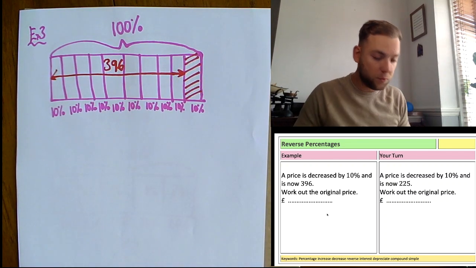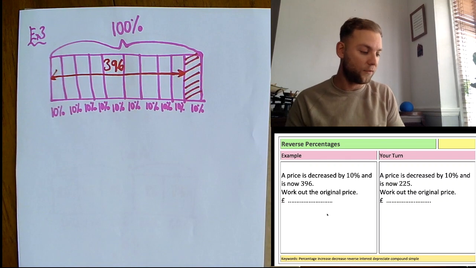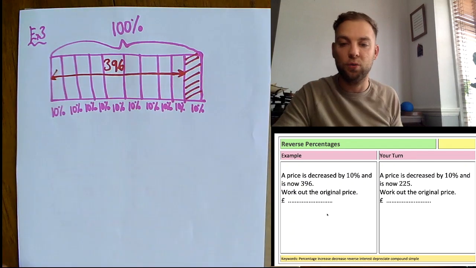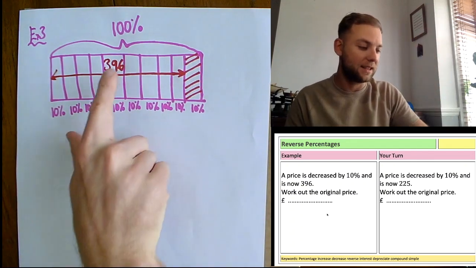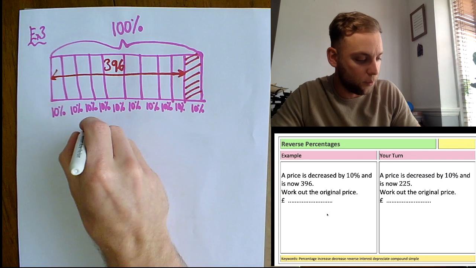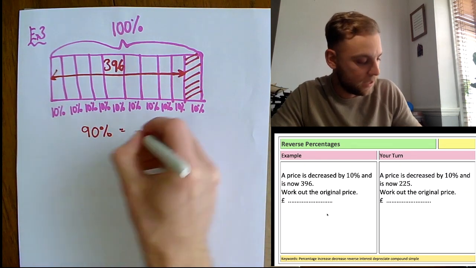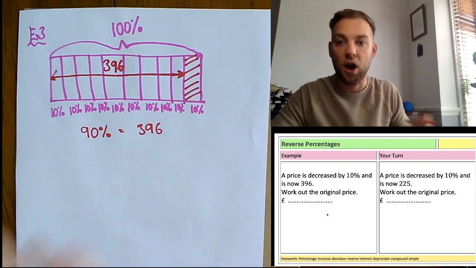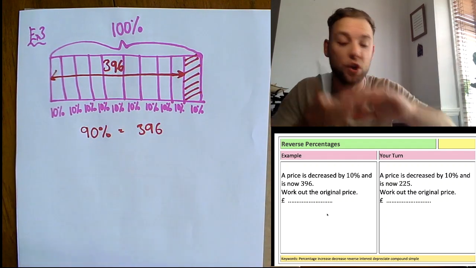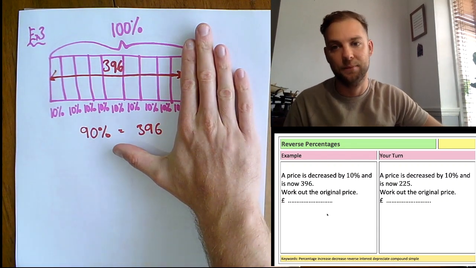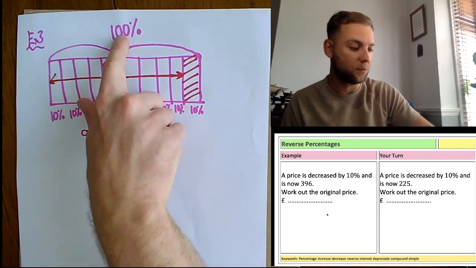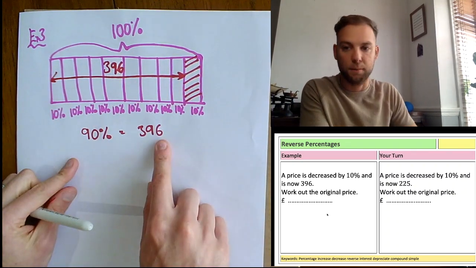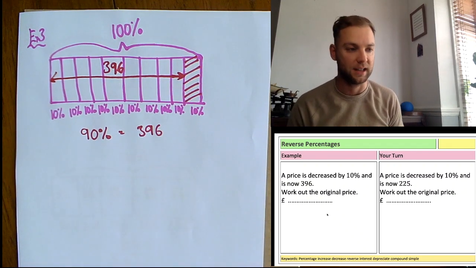So, with this one here, to do a non-calculator way, the first thing you've got to spot is that this is worth 90% because it's been reduced. So if it's been reduced by 10%, it means that this is worth 90%. So your starting point is that 90% is equal to 396. So all of these here are worth 396. And this is because it's been reduced. So I've taken away 10%. Okay? If I take 10% away from 100, I end up with this 90% here. And this is worth the 396. So there's my starting point. 90 is equal to 396.